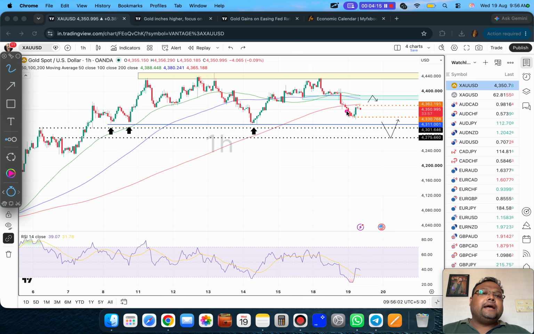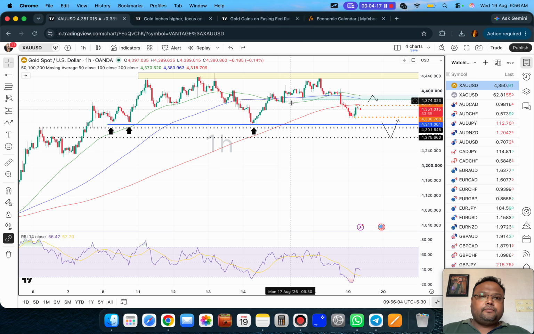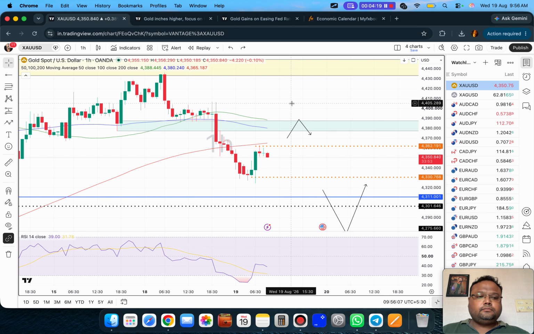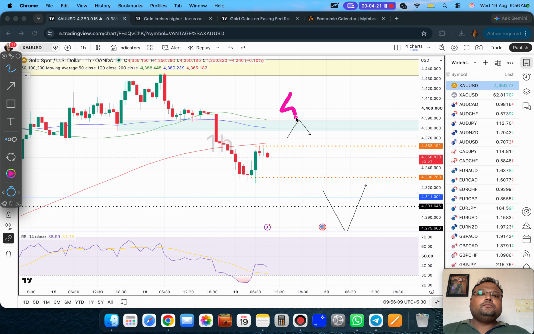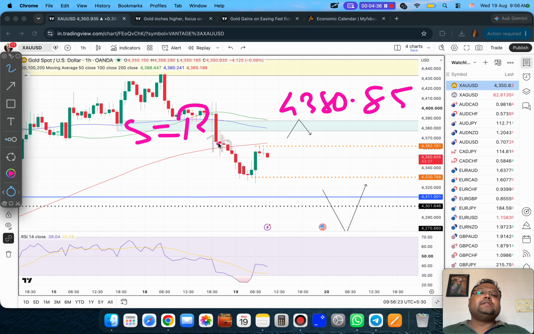At the top we have 4380, 4385. This is our level at the top. This green box that you see here, why are we considering it? We are considering this particular green box because the previous support will be working as resistance here, no other logic.